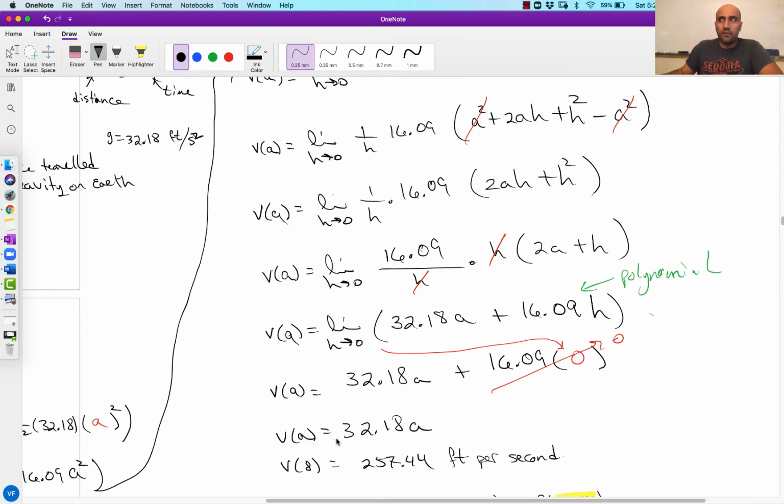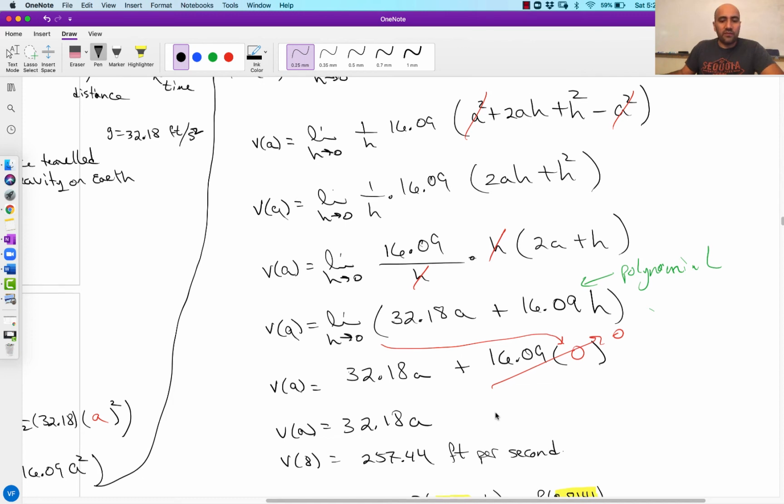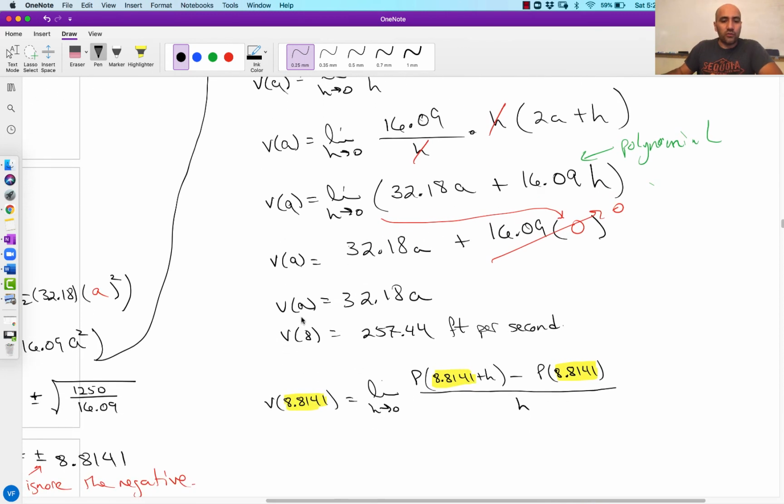Okay, so v of a equals 32.18a. And so now, finally, for the specific case of a equals 8, all we have to do is replace that a with an 8. And we get v of 8 equals 32.18 times 8.